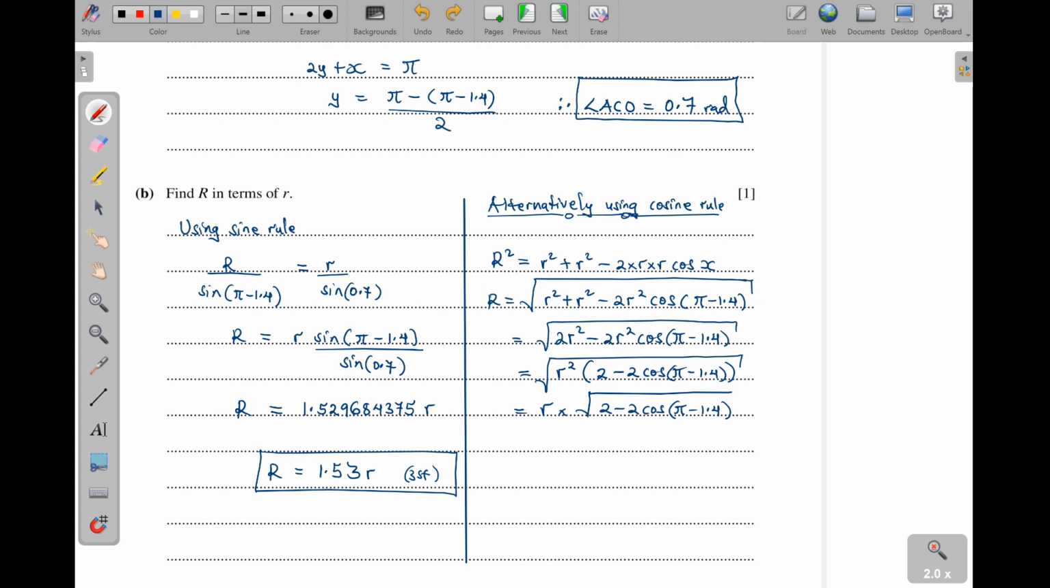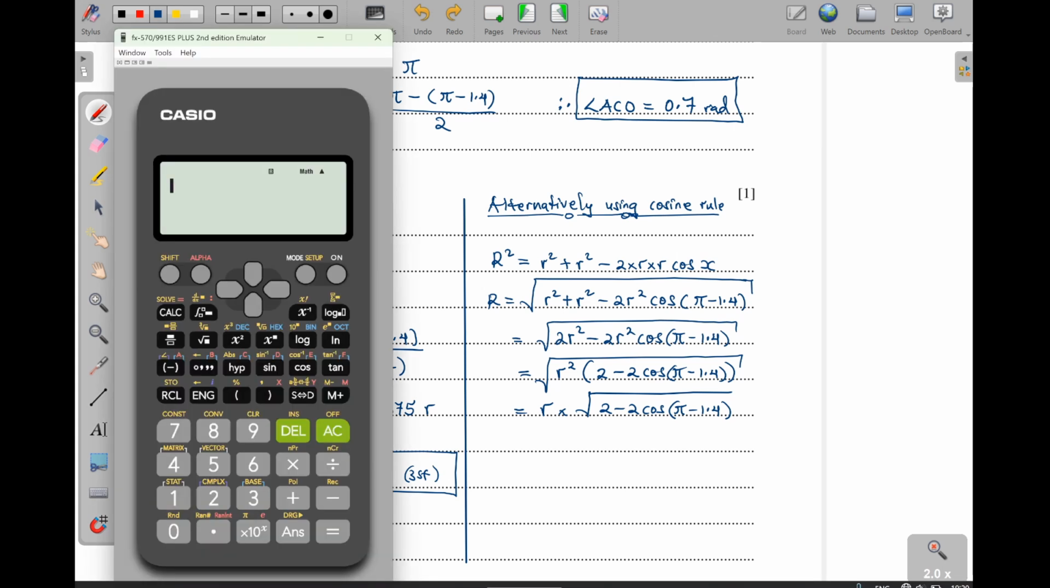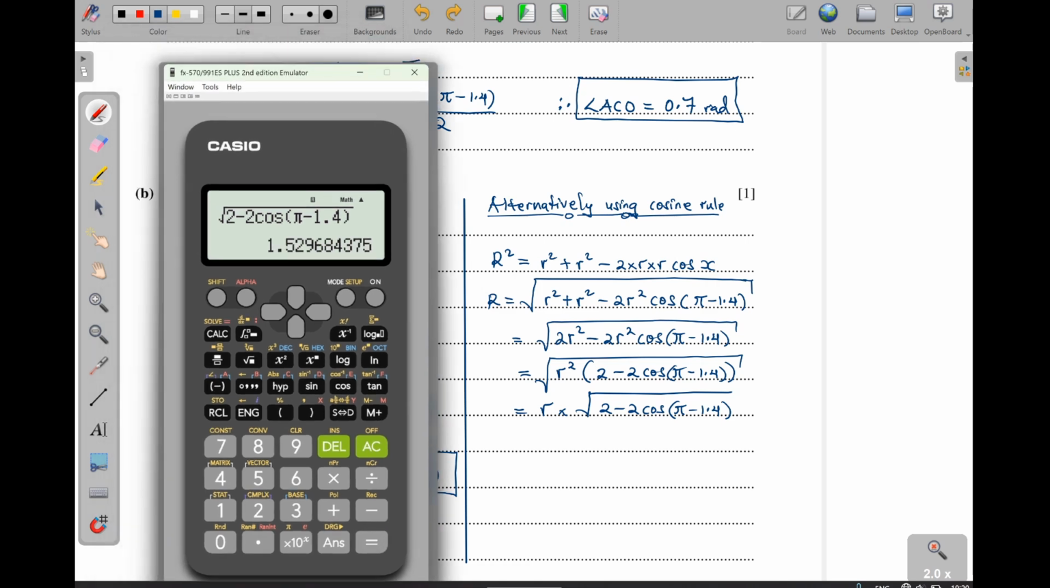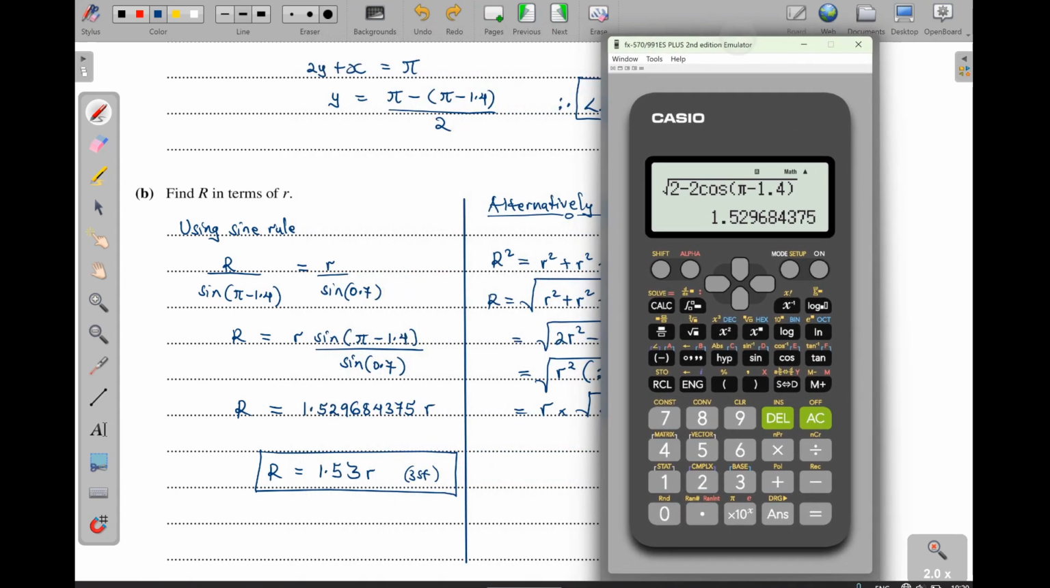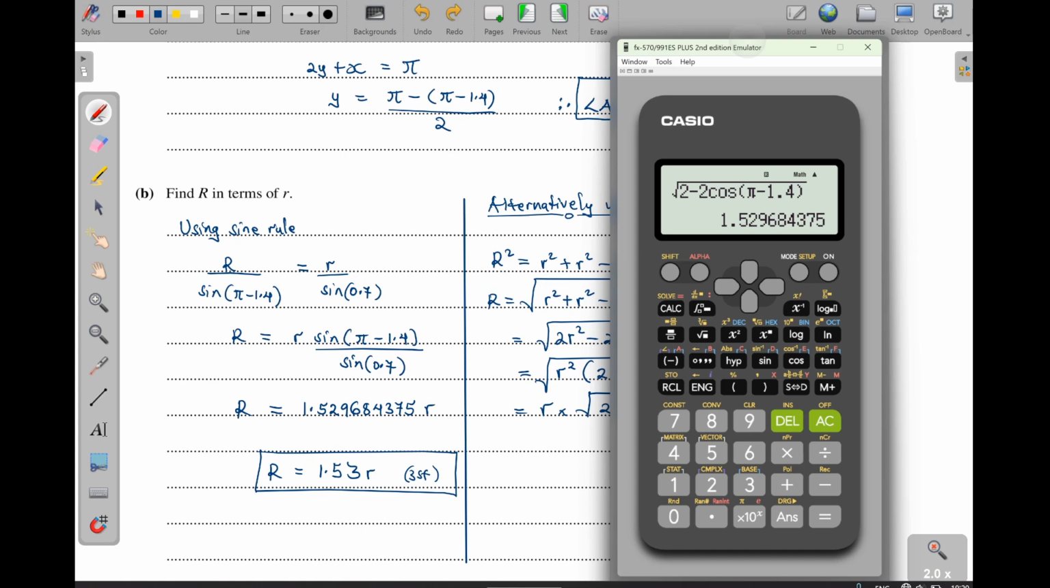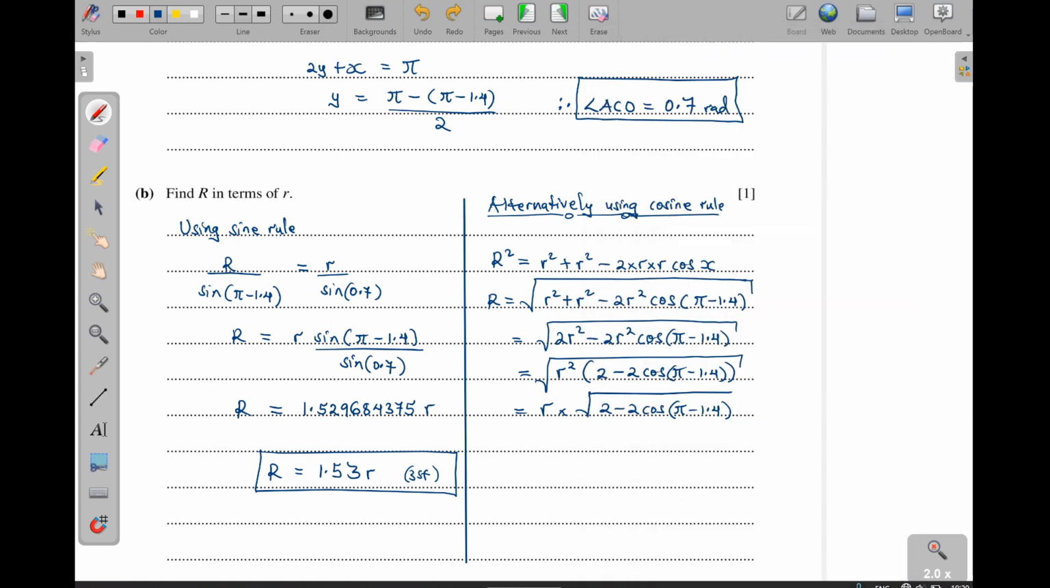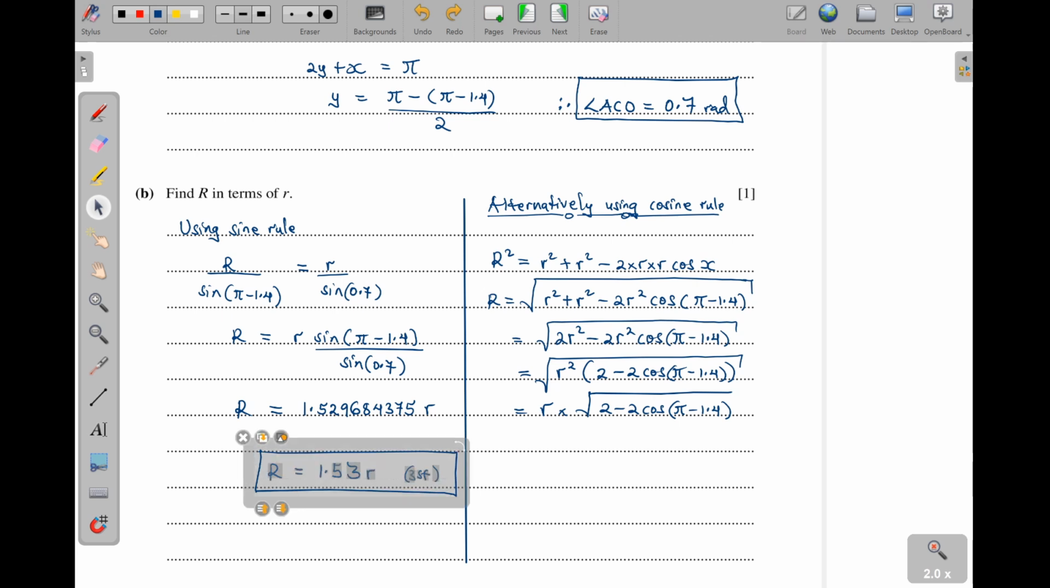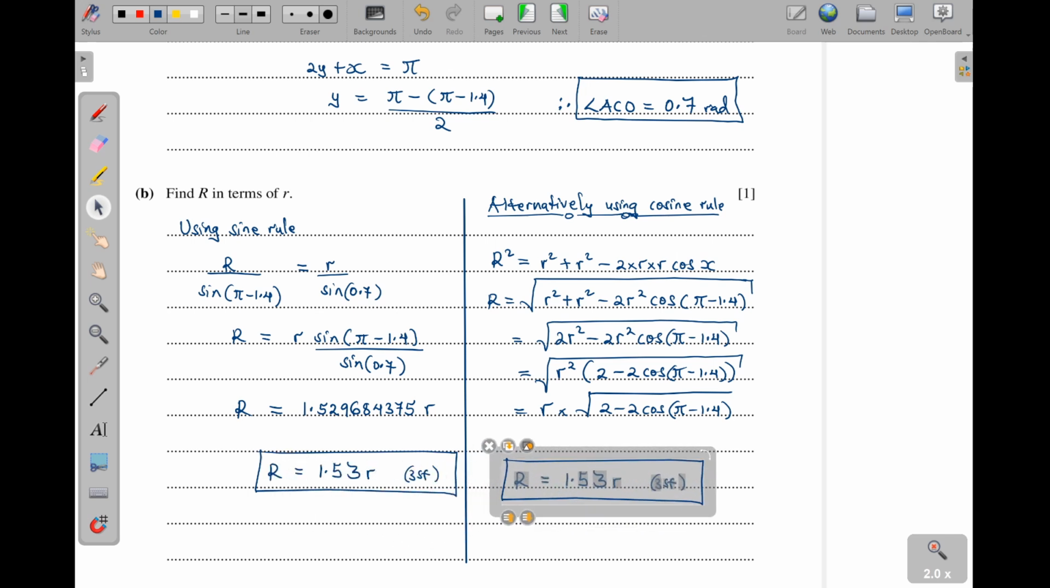Okay, let's check. Remember, the calculator has to be in radians again. So we have the square root of 2 minus 2 cosine of pi minus 1.4. Close that bracket. What do we get? Do you see that it is the same thing? 1.529684375. It is the same. So we therefore just conclude that R, the capital R, is therefore equal to 1.53 r.